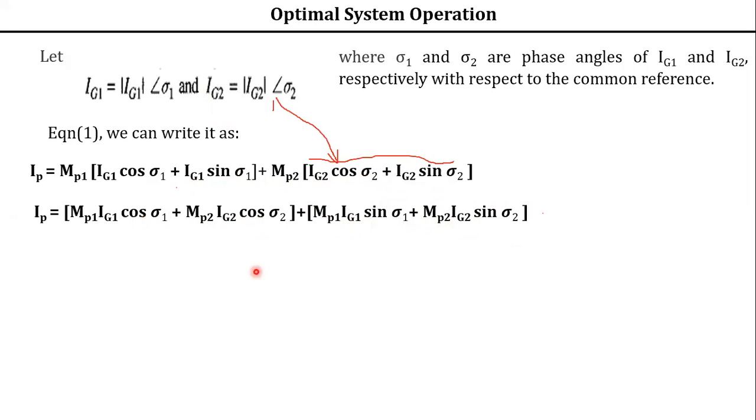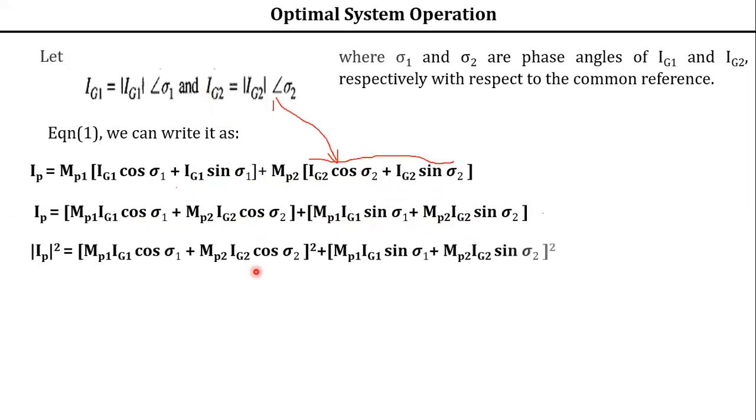Okay. Now squaring on both sides, we are going to get magnitude of Ip whole square is equal to this one term whole square, and this is another term, sin term whole square. So these are the cos terms whole square and these are the sin terms whole square. Hope you are following the steps. These intermediate steps are not there in the textbook, so I am showing them here for your reference. Understood? Now what we have to do next?